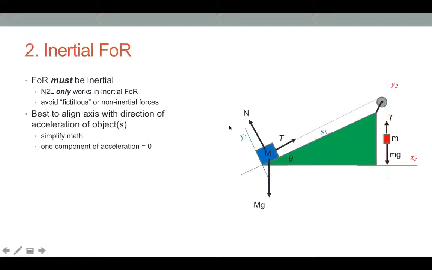So we're going to apply F equals ma to the blue block in one set of axes, and we'll use a different set of axes to describe F equals ma on the red block. Both of these frames of reference will be attached to the ground, so both will be inertial frames of reference. But they need not be exactly the same. So we use one frame of reference for the blue block and another one for the red block.